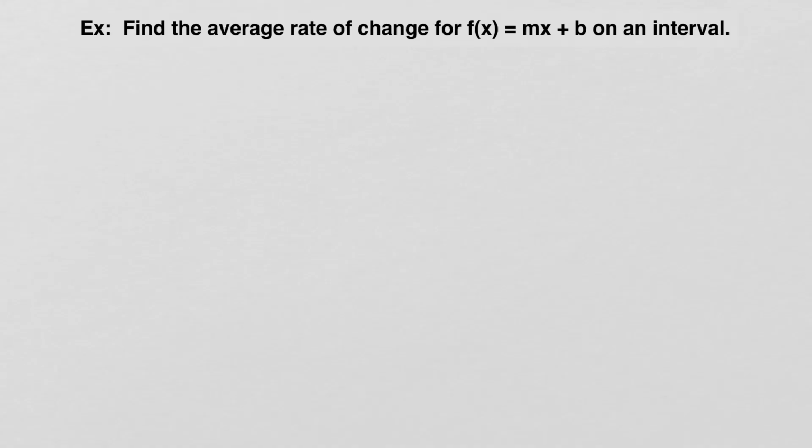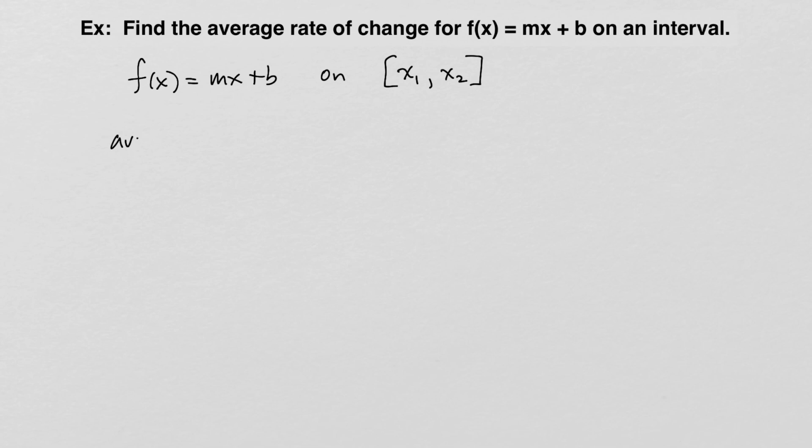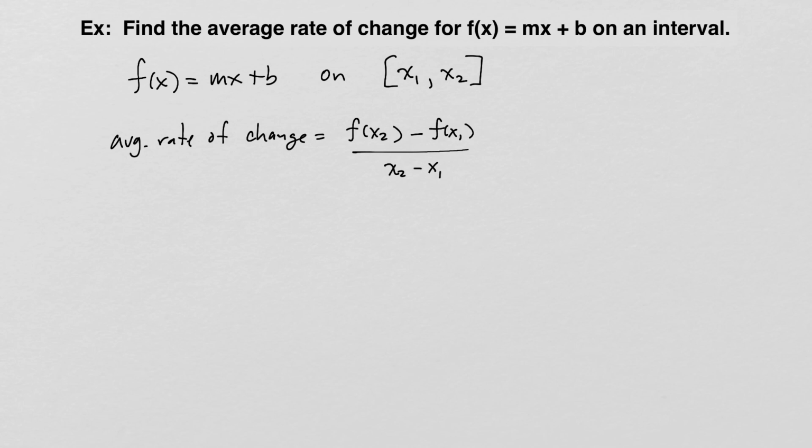Okay, one last example I want to talk about here is to find the average rate of change for a linear function. So that is the function f of x is equal to mx plus b. And we want to do this on some interval, so we'll call this on the interval from x1 to x2. Let's see what we get. So the average rate of change, remember the definition, is equal to f of x2 minus f of x1, divided by x2 minus x1.